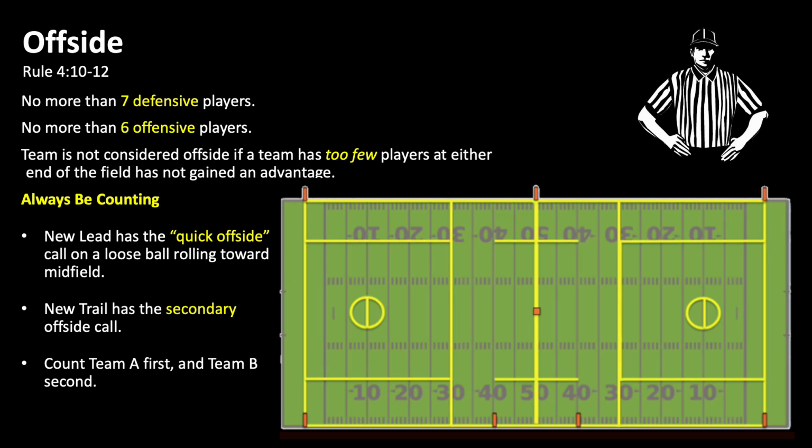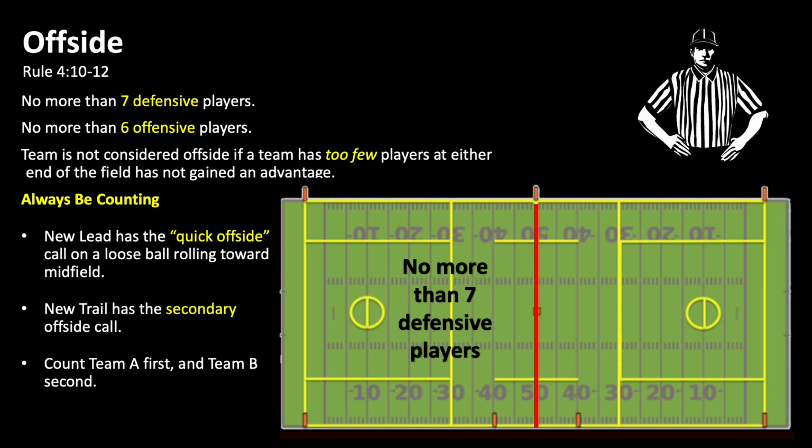So let's talk about offsides. The offense and the defense are limited in the number of players they are allowed to have on each side, and this includes people in the penalty box. So no more than 7 defensive players can be on the defensive side of the ball. Now, if you've got somebody in the penalty box, that means no more than 6 defensive players can be in their defensive end. And then you're not allowed any more than 6 offensive players. So if you're on offense, but your guy is serving a penalty, now you're only allowed 5.